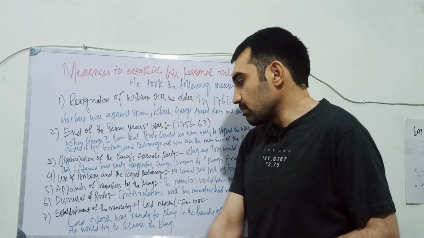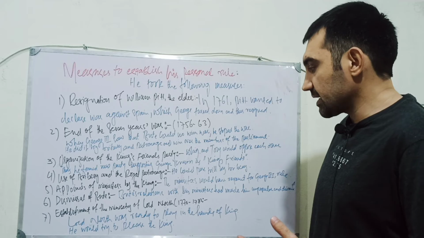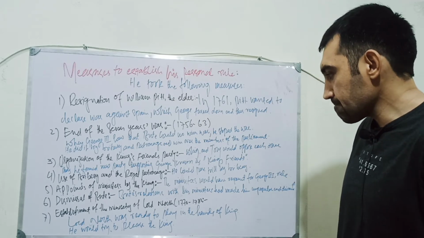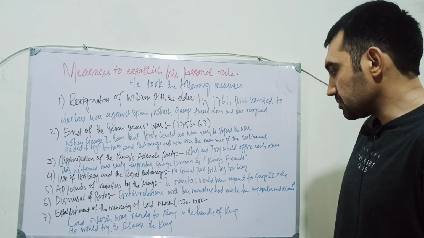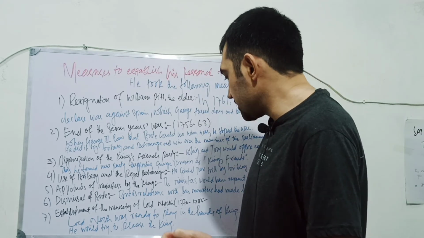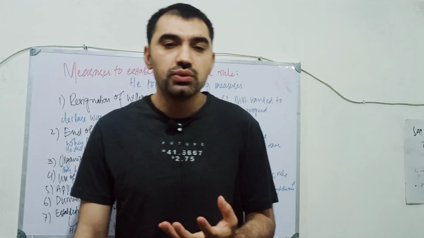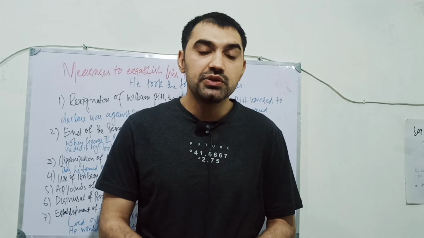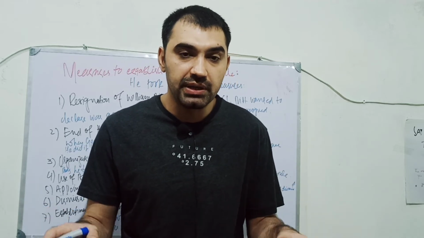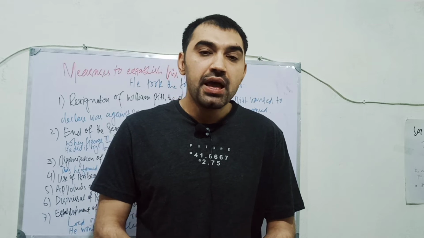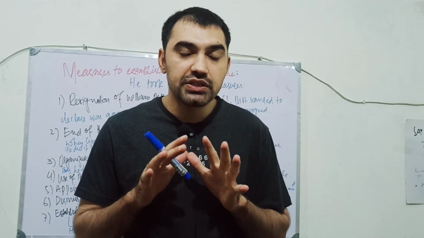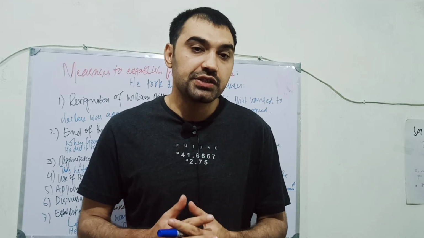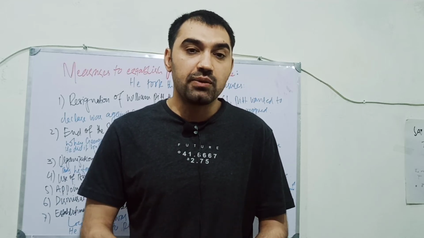The last important point was the establishment of the ministry of Lord North. Lord North, 1770 to 1782, was the minister. He was assigned the ministership at that time. And this establishment of his ministry supported the king in every possible way.